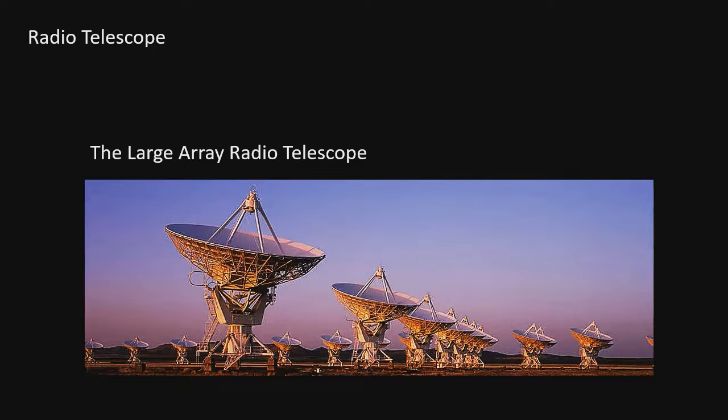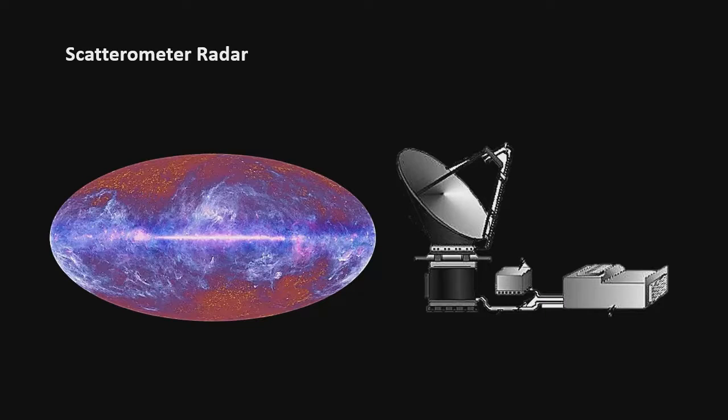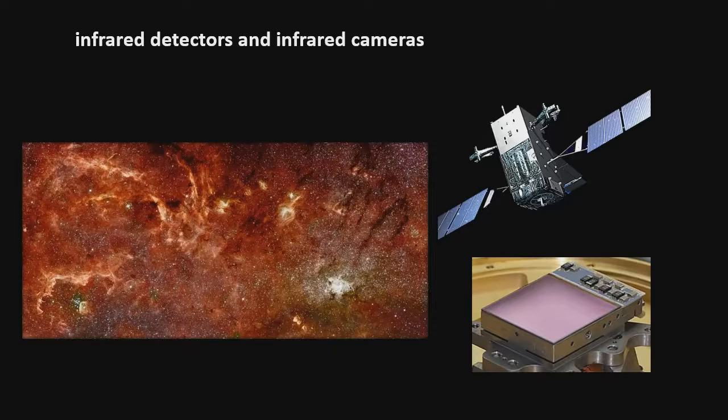Radio waves from space can be collected and focused on parabolic dishes called radio telescope. The world's most powerful radio telescope can be seen in New Mexico. They are called the Large Array Radio Telescope. Space microwaves, such as the one in the photo, are detected using a scatterometer radar. This is how the universe looks like in an infrared imaging device. Infrared rays are detected using infrared detectors and infrared cameras.